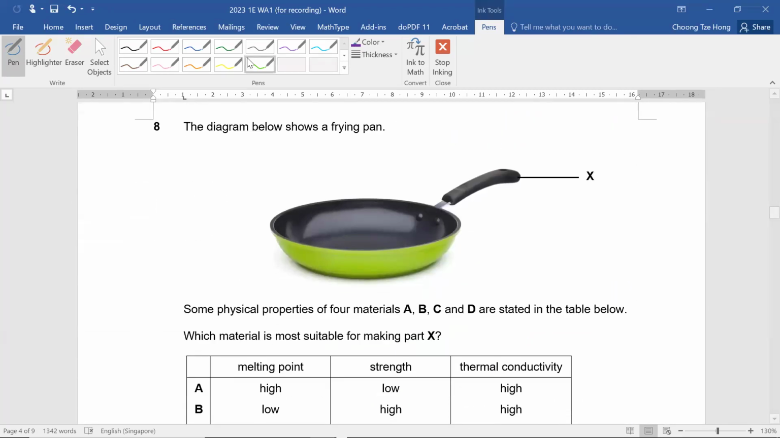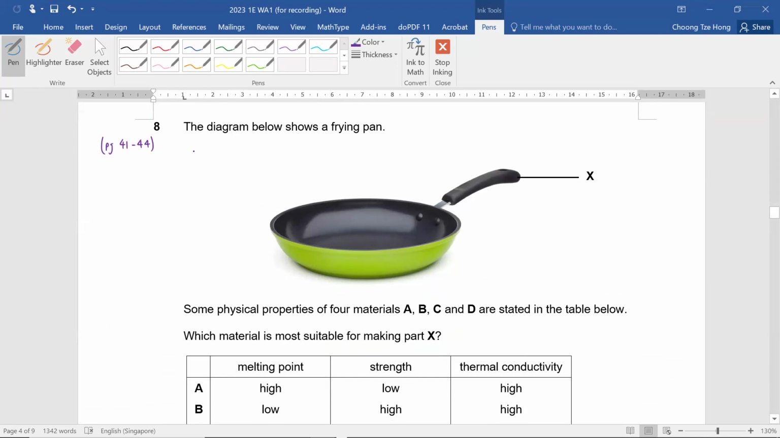Question 8 is regarding all the different physical properties, other than density, which is also included. You can read more about other physical properties on page 41 to 44. Other physical properties will be like electrical conductivity, thermal conductivity, melting and boiling point, strength, hardness, flexibility and all this. So you need to know what each of them actually means.